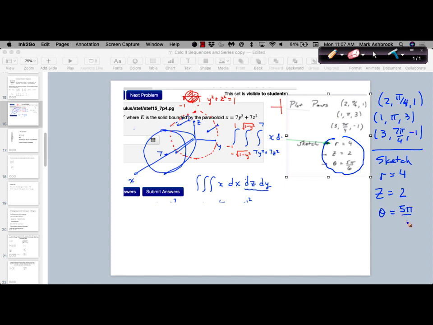So the set of all points that have the r coordinate of 4. The set of all points that are z equals 2. The set of all points that are theta equals 5 pi over 6. Sketch those.